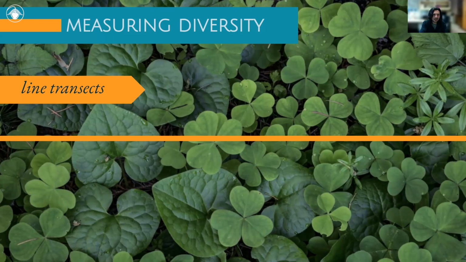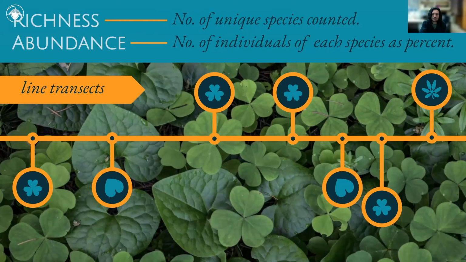But for this analogy, we'll just imagine that when we counted up, we saw 4 of these oxalis, which are those clover-shaped leaf plants, 2 of these asarum, which is wild ginger, and then maybe 1 of these galium. And so if we were to think about richness of this habitat, we could say that there were these 3 different species present.